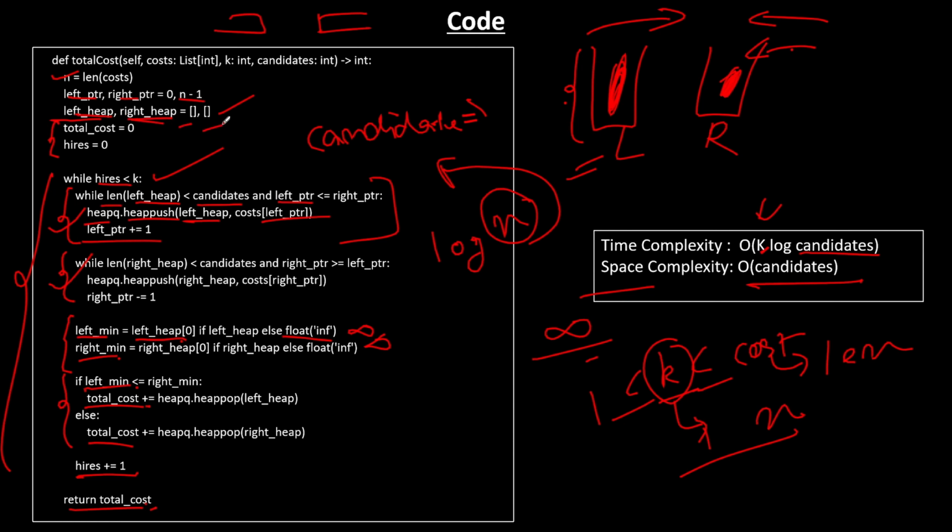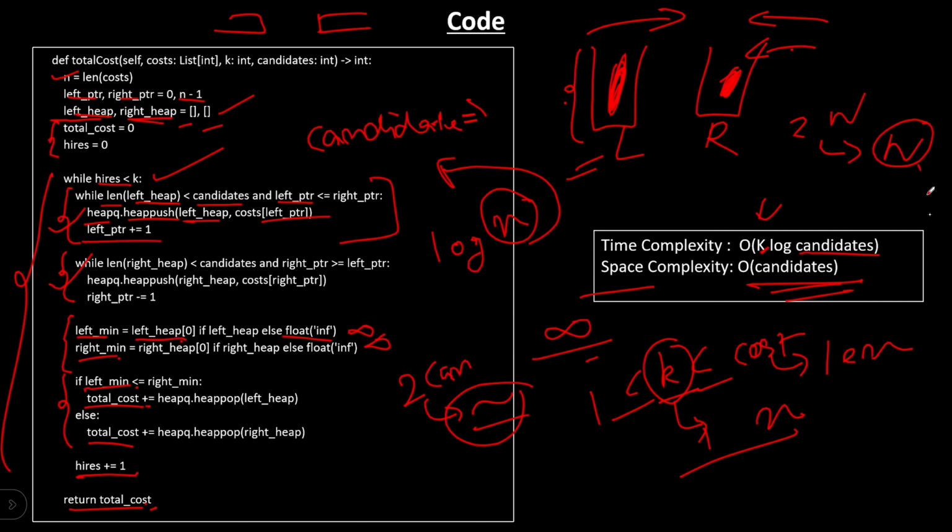These are lists basically, right? So this will store maximum of candidates value size, and it will be basically left heap plus right heap. It will be two of candidates, which basically boils down to a candidate only, right? Basically, it becomes 2n, which basically boils down to n only, right? Therefore, the space complexity is O of candidates. So I hope you understood the code explanation and the time and space complexity along with it.